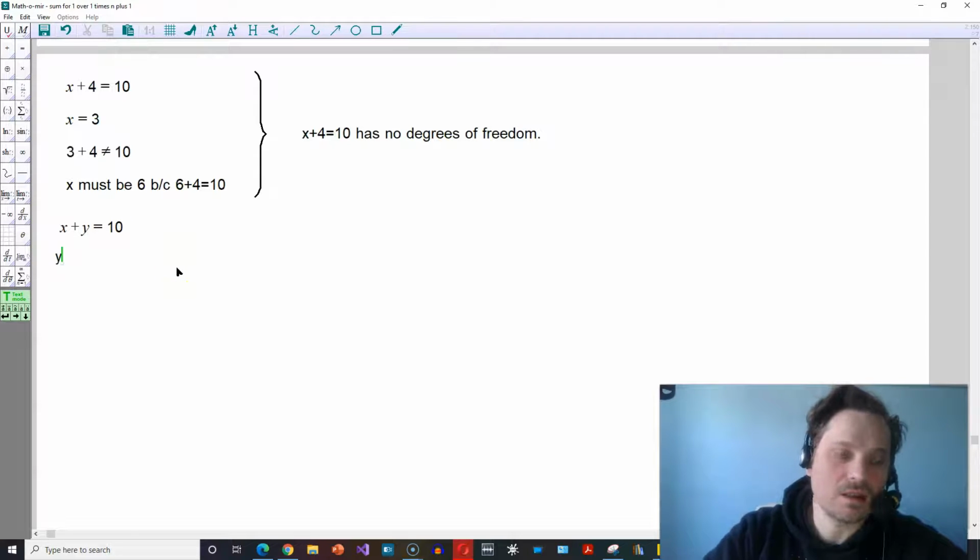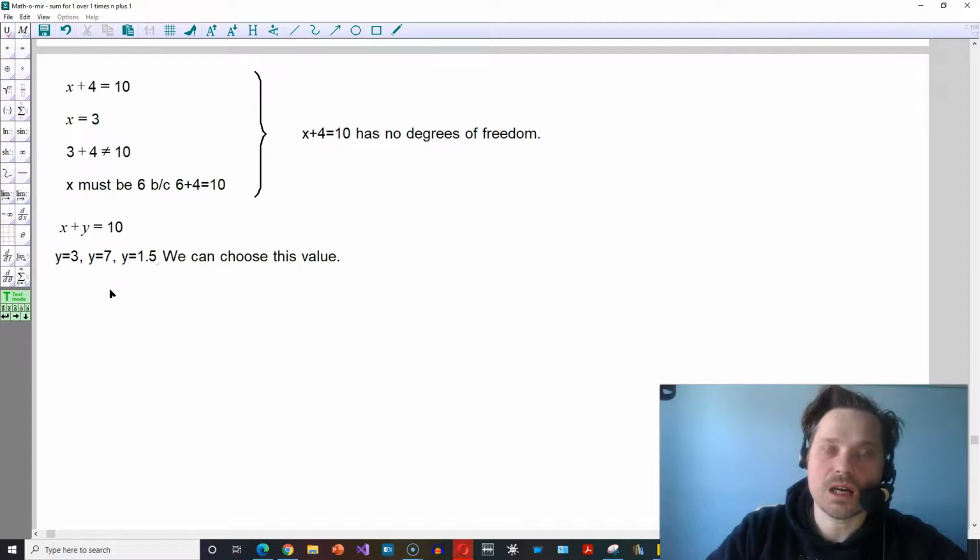I can say that x or y, in other words, one of the values, I can choose its value. So I can say that y should be equal to, for example, 3. We can choose this value. In other words, it doesn't have to be y equals 3. I can equivalently say that y, for example, should be equal to 7 or y should be equal to 1.5. I am free to choose the value of y. In other words, what this is giving us as a result is we have 1 degree of freedom, not 2, for the following reason. Look carefully.